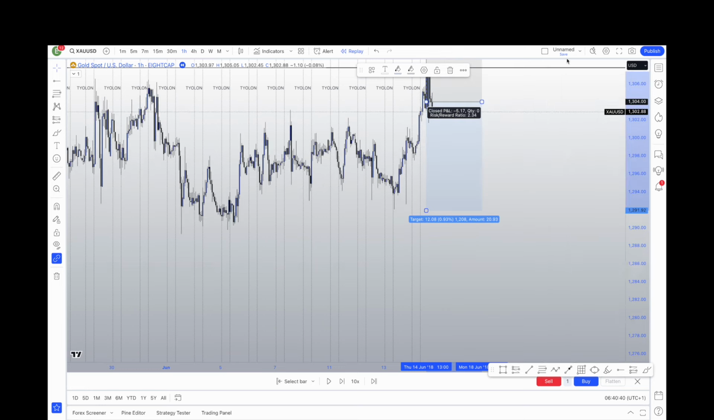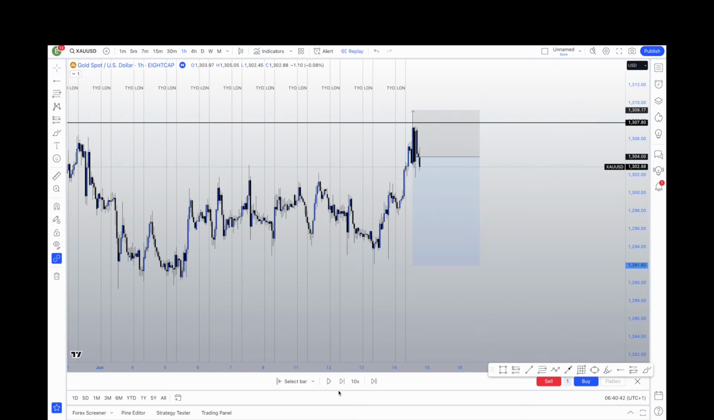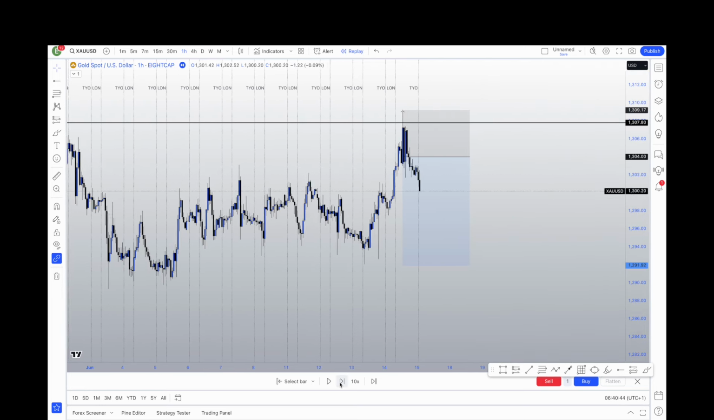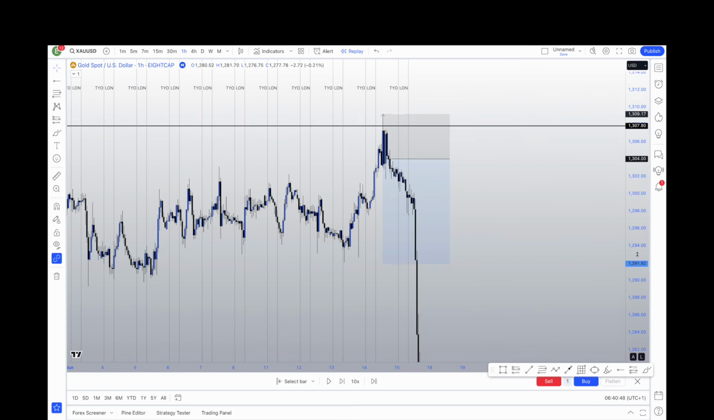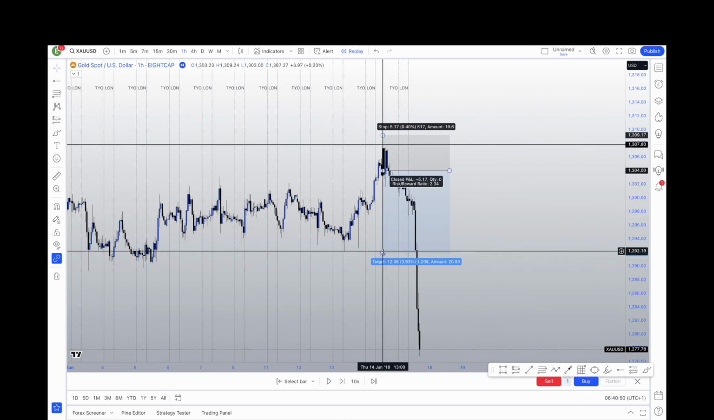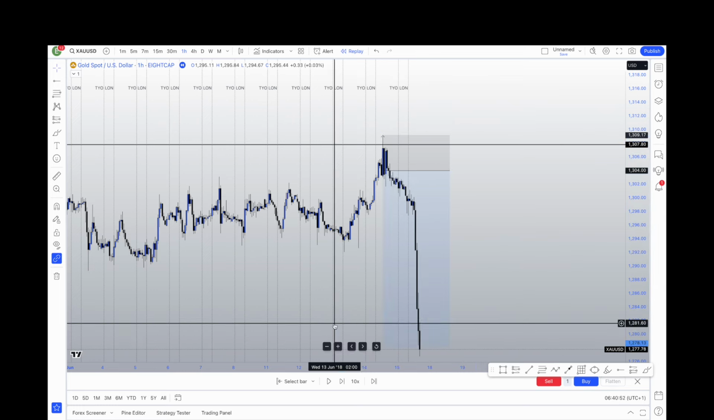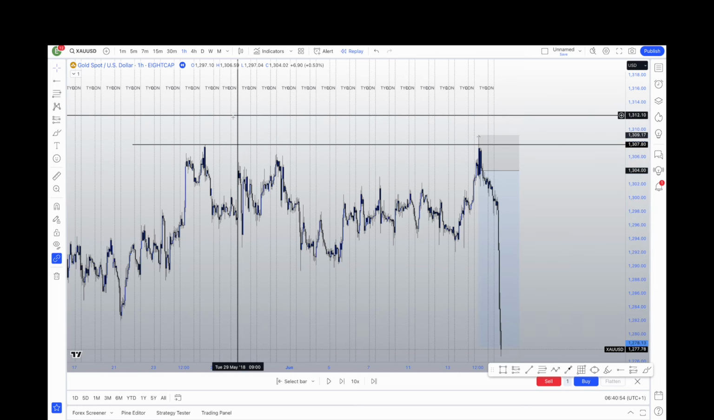Now let's see how this particular trade plays out. So you can see the market is finally trickling down into our way. Now this is a very beautiful way to actually find out sniper entries on this market and make significant gains on this market.